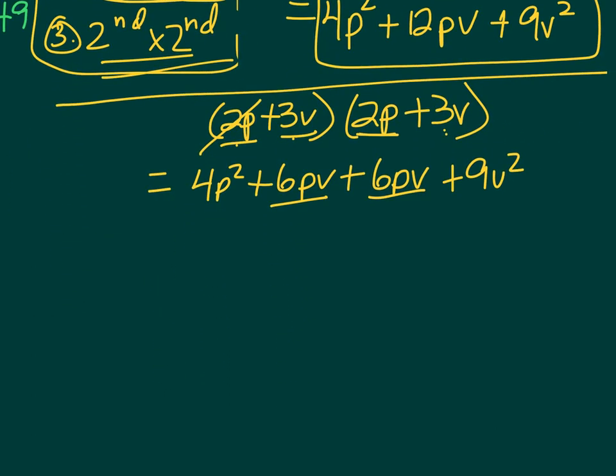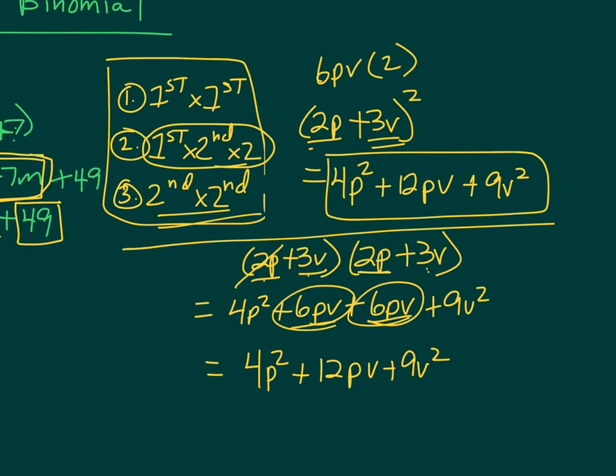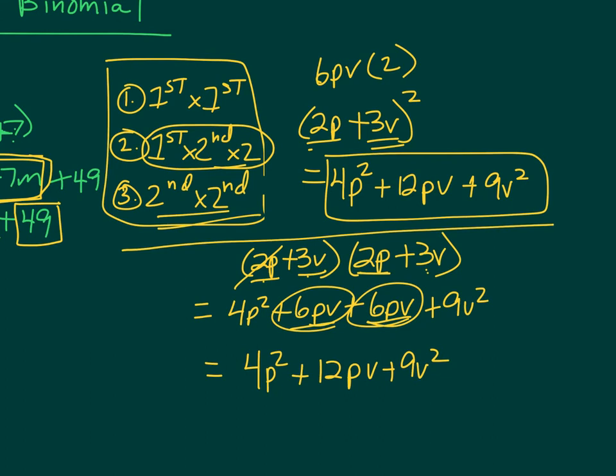And now we can finish by combining like terms. So I got 4p squared. 6pv and 6pv make 12pv plus 9v squared, which is the same thing that we got here earlier. Same thing.